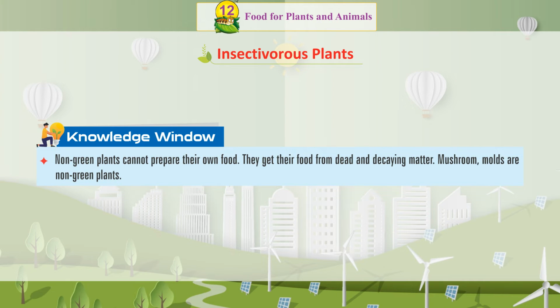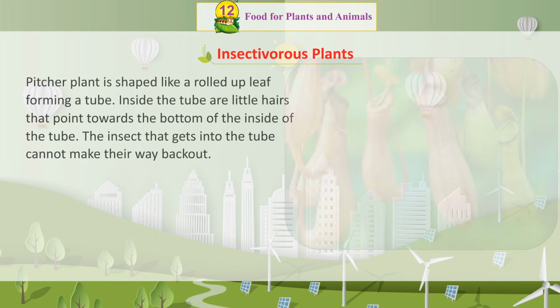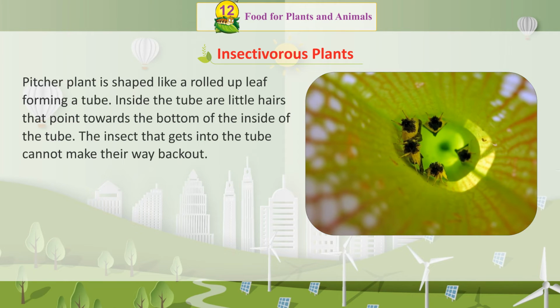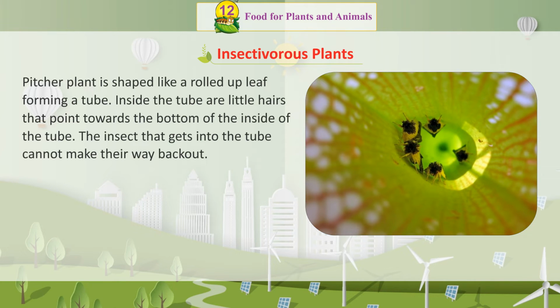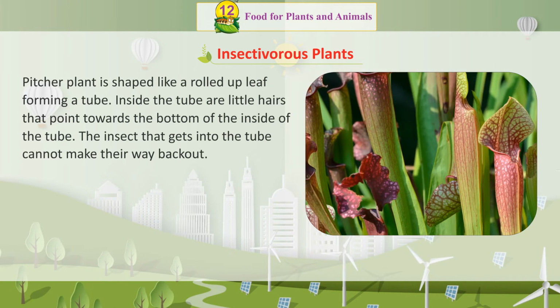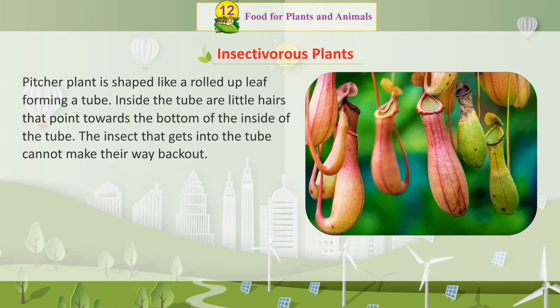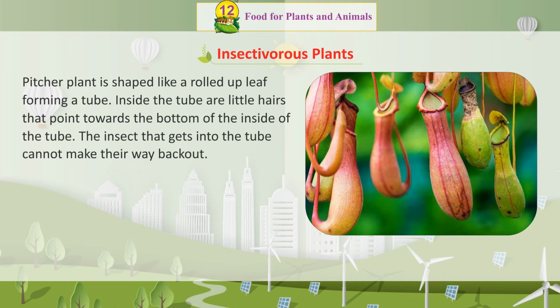Knowledge window. Non-green plants cannot prepare their own food. They get their food from dead and decaying matter. Mushrooms and molds are non-green plants. Pitcher plant is shaped like a rolled-up leaf forming a tube. Inside the tube are little hairs that point towards the bottom of the tube. The insect that gets into the tube cannot make its way back out.